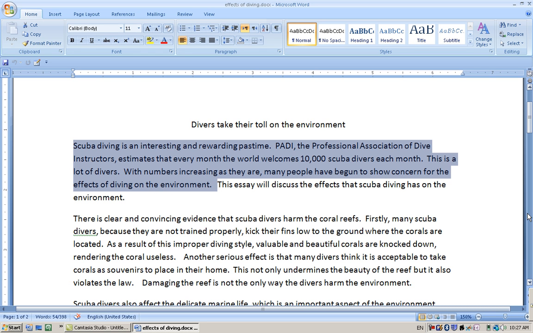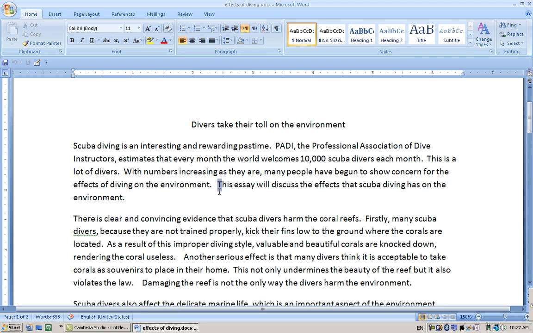Scuba diving is an interesting and rewarding pastime. PADI, the Professional Association of Dive Instructors, estimates that the world welcomes 10,000 scuba divers each month. This is a lot of divers. With the numbers increasing as they are, many people have begun to show concern for the effects of diving on the environment. This clearly gives the same information that's in the prompt. It just does it in its own special way. You can never use the exact wording of the prompt. That will affect your grade, okay? Always reword the prompt in a different way, alright?